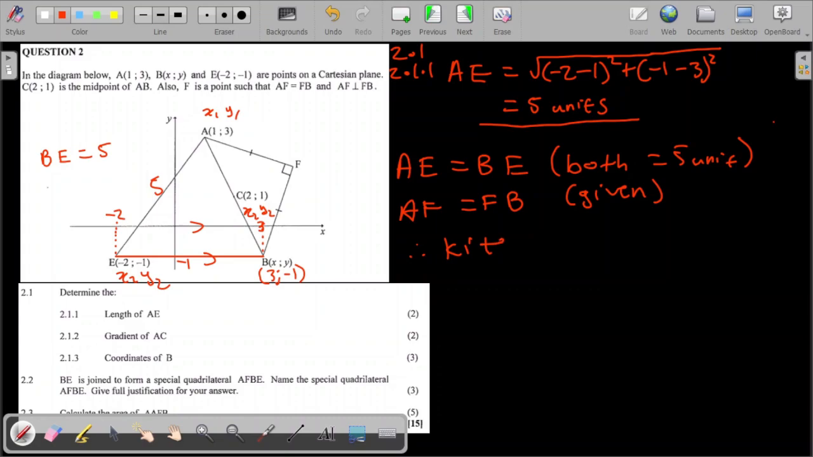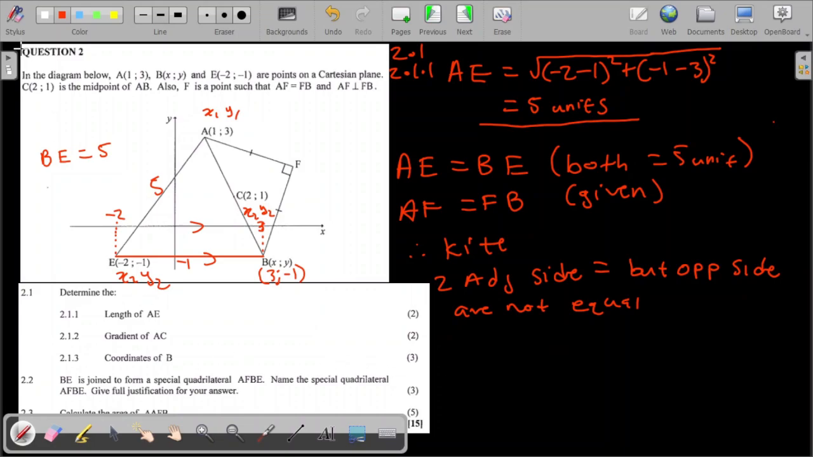Now from here, we can conclude that this quadrilateral is what? It is a kite. Why is it a kite? Because two adjacent sides are equal, but the opposite sides are not equal. That's the conclusion of this question.